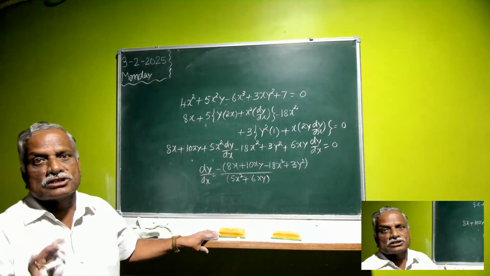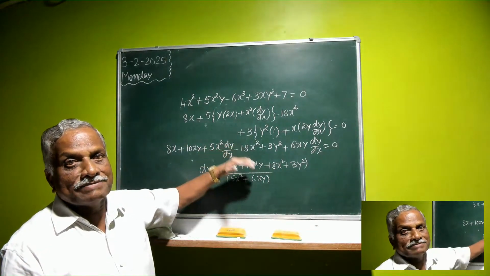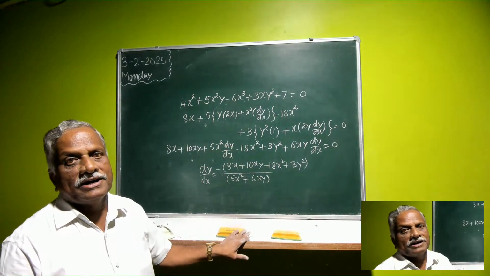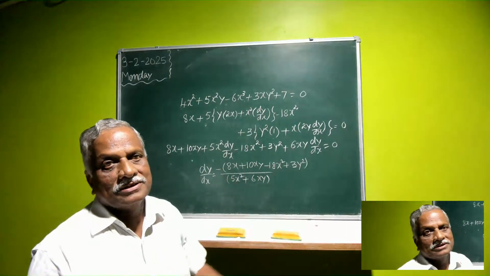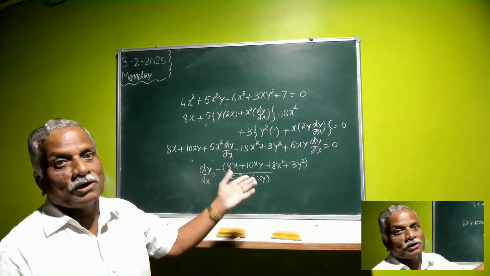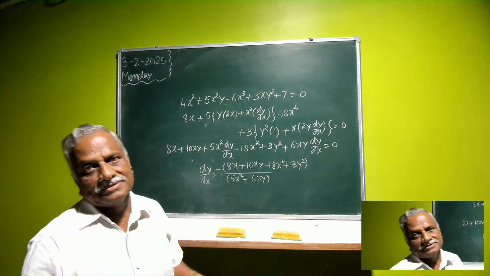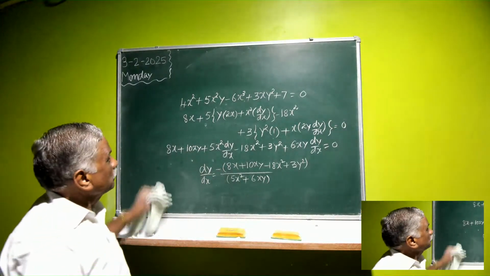It is not equal distribution. Whichever term is multiplied by dy by dx, it goes to denominator. Not multiplied, it will go to numerator. If you have any difficulty, you can just do the other method, grouping all the terms containing dy by dx, shifting the other term, and you get the same answer. By this method, you are avoiding one step. So let's go to the next problem.